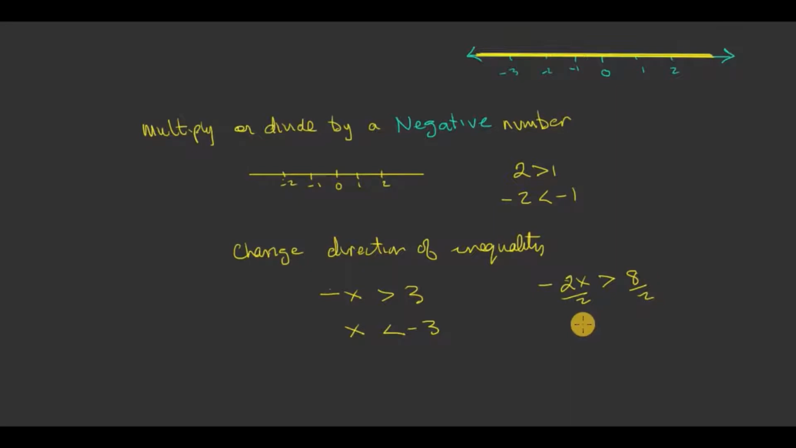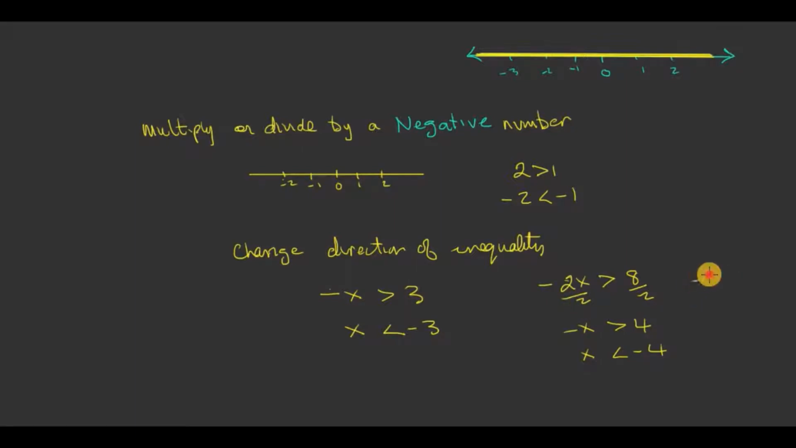There's a few ways I can do this. I'm now going to get -x is greater than 4. Now multiply both sides by -1. I'm going to get x is less than -4. So I've divided, in this case, by a positive number. I could have divided by -2 as well.